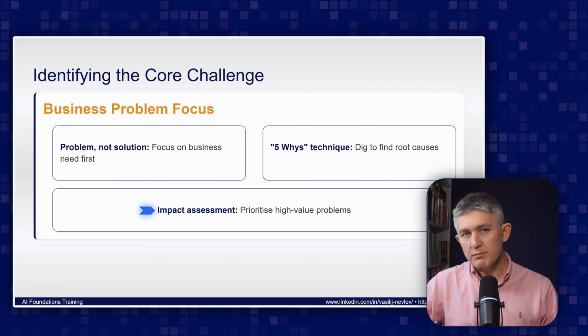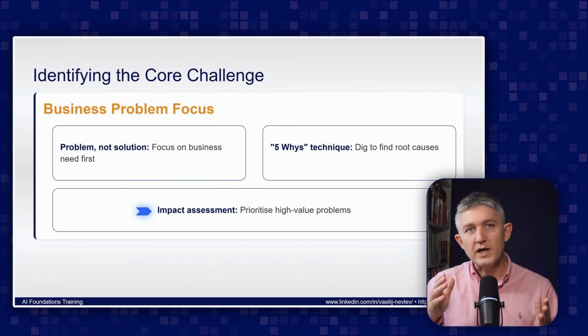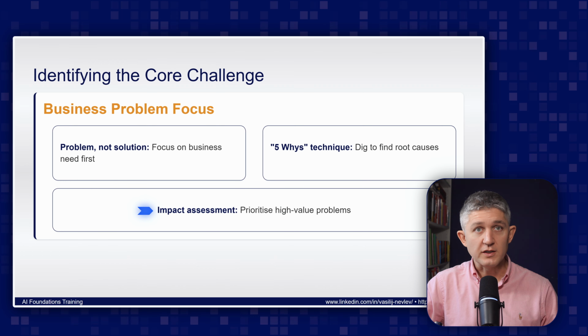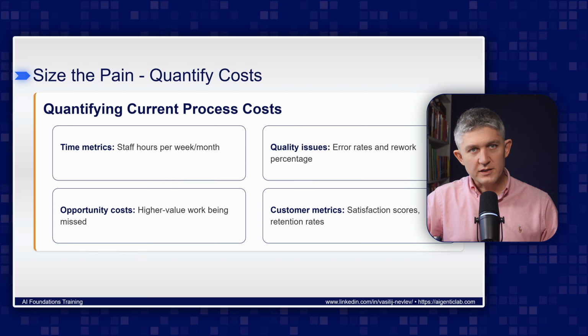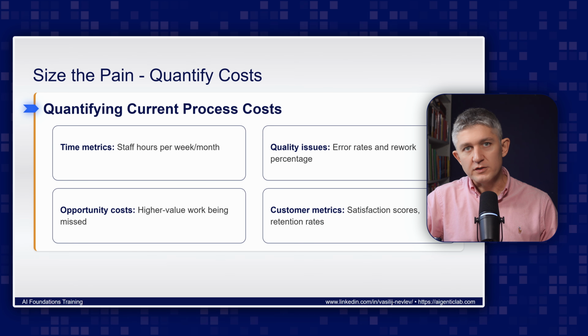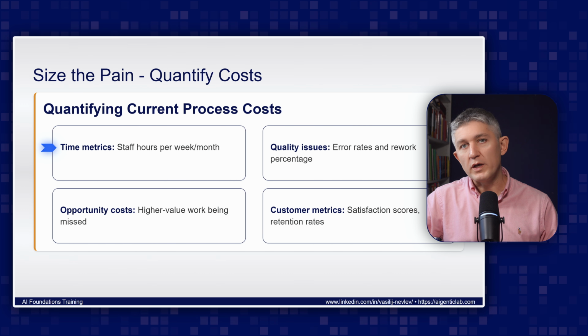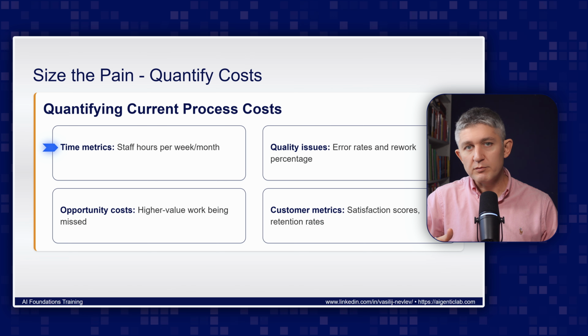Run a quick impact assessment if the change is made. And then prioritize the opportunities with the highest value and the highest frequency. If the one that springs to mind doesn't have enough meat on the bone, pick a different one. Consider how you're going to size the pain. Now quantify that current cost. Consider time metrics. How many staff hours per week or month are wasted or could be saved? Get the real numbers from the team.